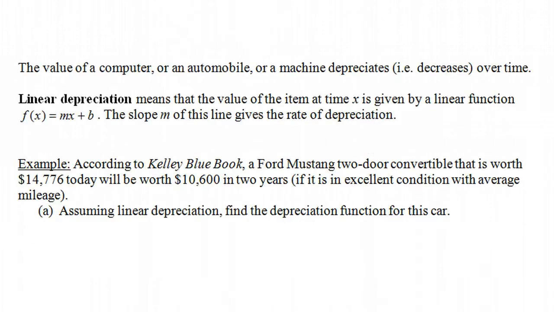Now the value of a computer or an automobile or a machine depreciates, or decreases, over time. So if you buy a computer right now for a certain amount of money, a couple years from now that computer is not going to be worth as much as when you first bought it. The same thing with a car or a machine. It depreciates in value. Now, linear depreciation means that the value of the item at time x is given by a linear function, f of x equals mx plus b, and the slope m of this line gives the rate of depreciation. Okay, let's look at an example.